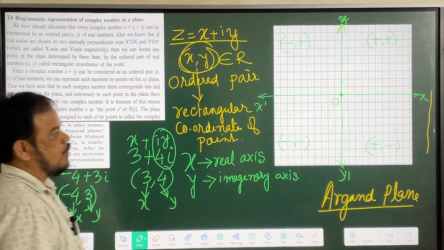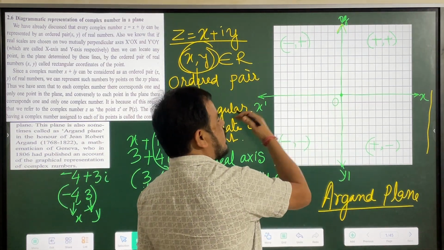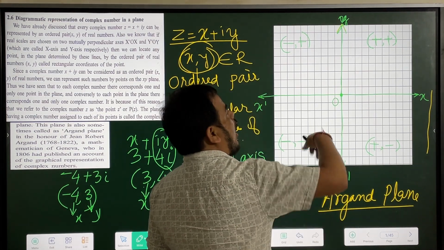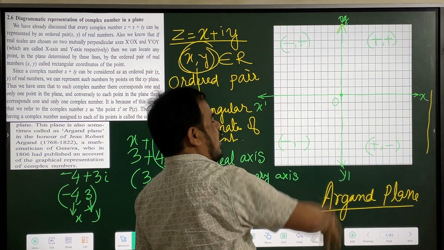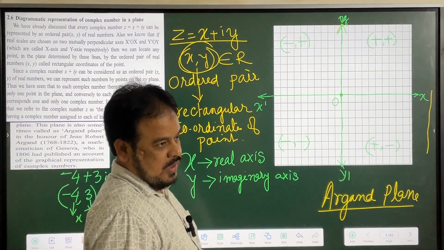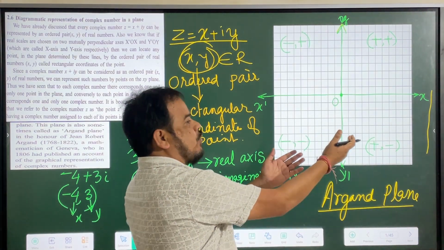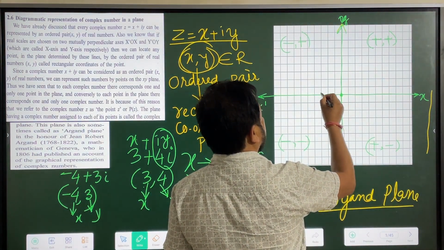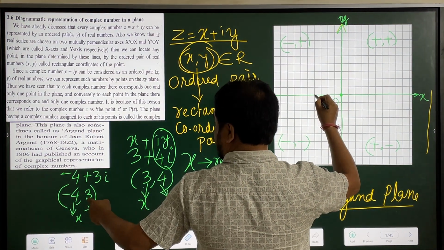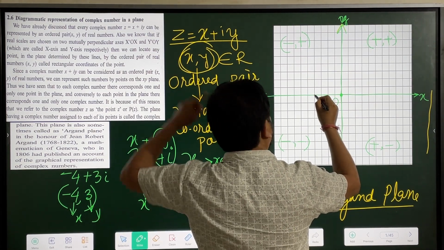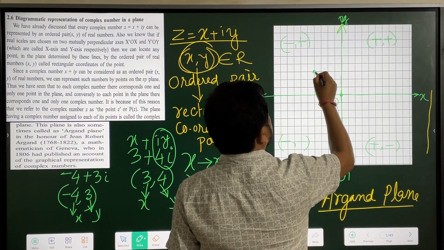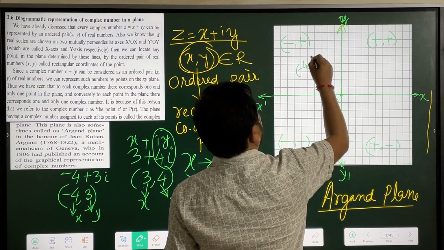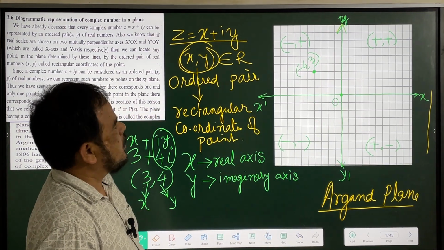On this side x is minus, and this side x is all plus. You can remember it that way. On the upper side y will always be positive, and on the downside y will always be negative. So whenever x is negative, we count to the left-hand side. Here x is -4, so 1, 2, 3, 4. This is -4. Then y is 3, which is positive, so we count up: 1, 2, 3. So this is the plot, -4, 3. This is the point.